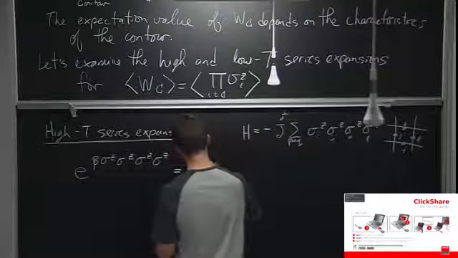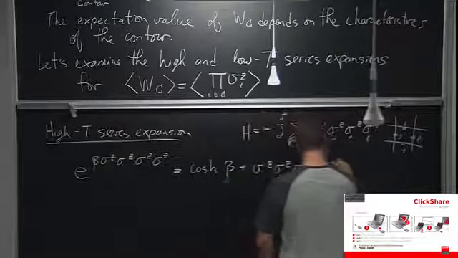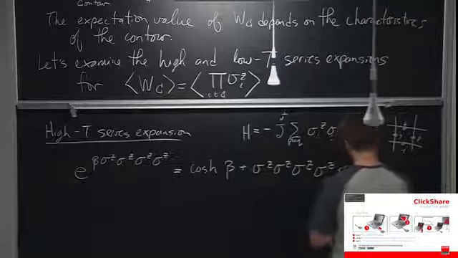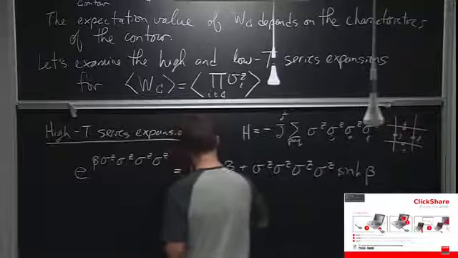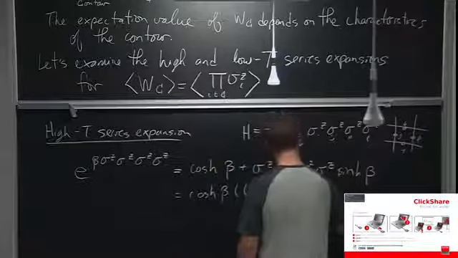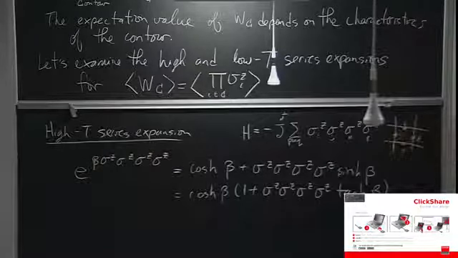All right, so you get something that's like cosh plus sigma z sinh, it's the same thing that you used when you had just two Ising spins. So you pull out that cosh theta, and you're kind of doing a series expansion in terms of this hyperbolic tangent.